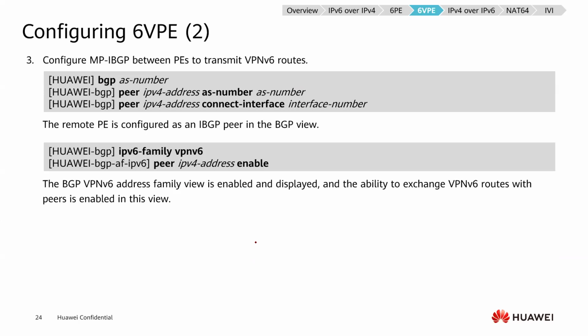And between the PEs, you need to establish the MP-IBGP relationship to transmit the VPNv6 routes, just like this. Because you will need to determine the source interface for establishing the neighbor relationship, because you just establish the IBGP neighbor relationship. And then because you just transmit the VPNv6 routes, right? Or the VPNv6 traffic. So you need to enter the IPv6 address family VPNv6 to enable the neighbor.